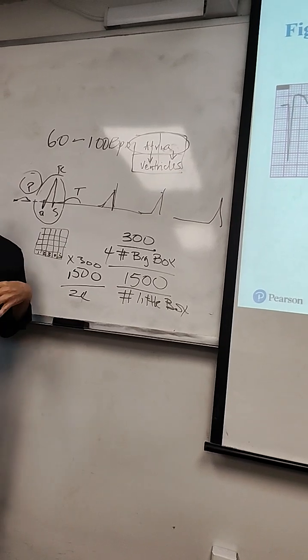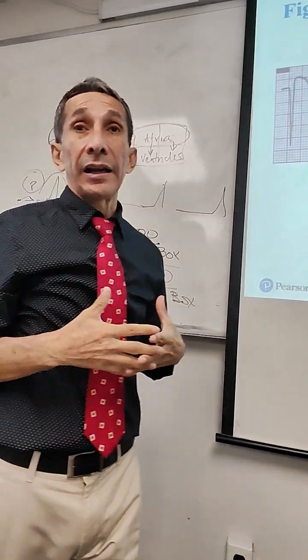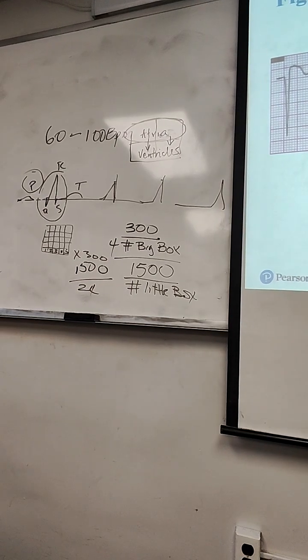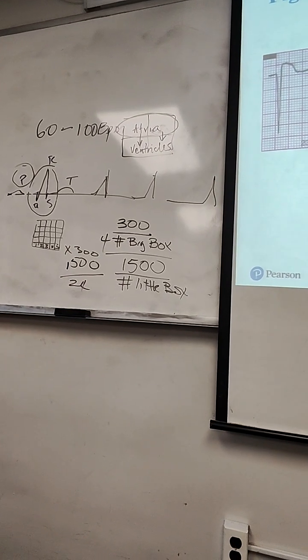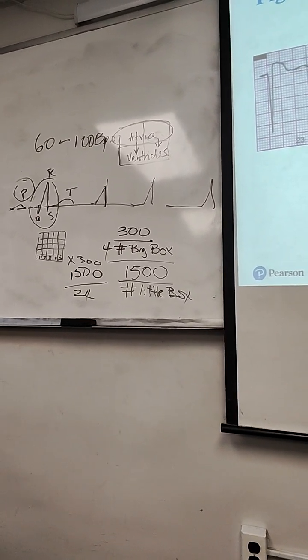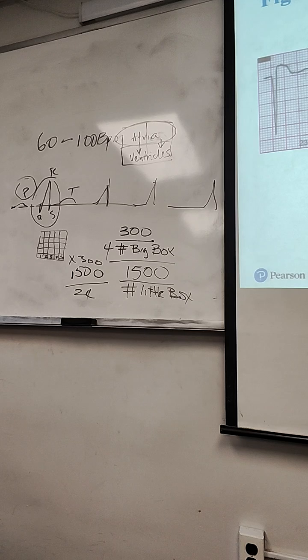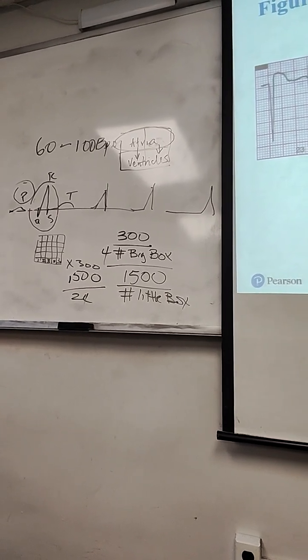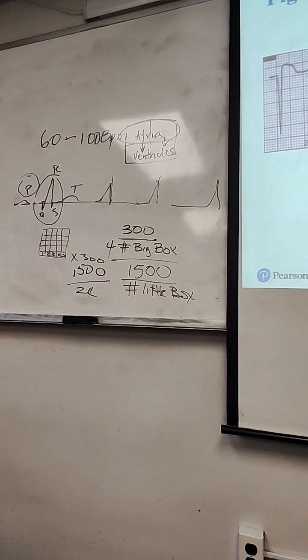So that's the first thing that we do when we calculate the heart rate for our patients, because we need to know if the heart rate is normal or abnormal. Then we go for the rhythm, and then we go for other changes that we're gonna see if the patient is having a condition and which condition it is. So that's basically what it is.